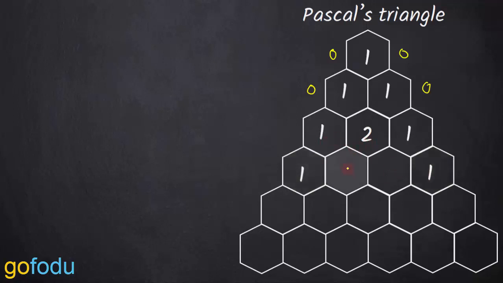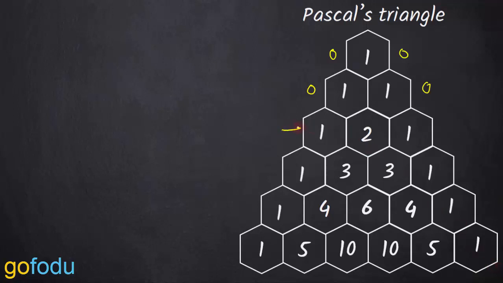And 1 plus 2 will be 3, that will come here. And at this place also we will have 1 plus 2, 3. In the next row also similarly we will have 1 and then 1 plus 3, 4, and then 3 plus 3, 6, and then 3 plus 1, 4. And similarly we will have the last row as follows.